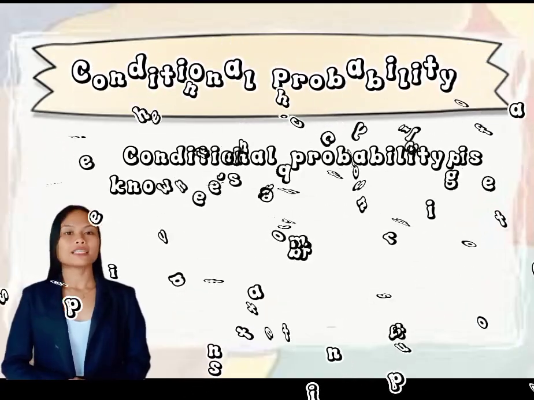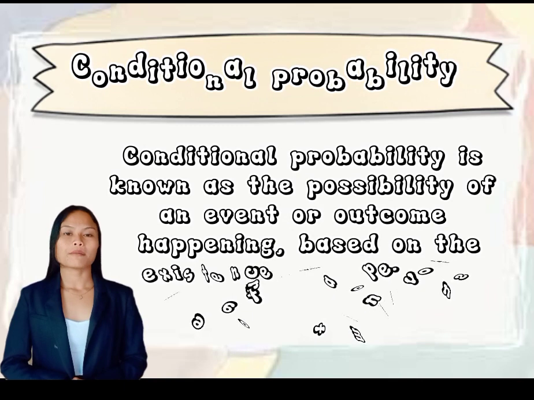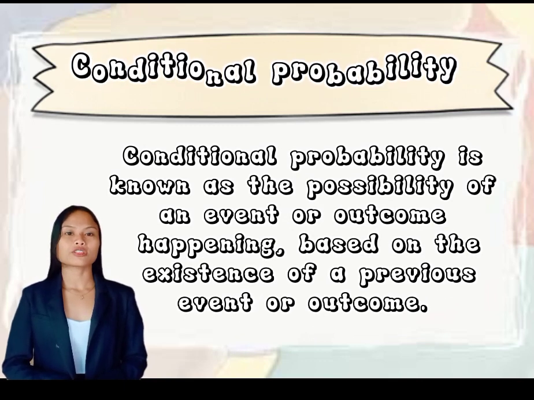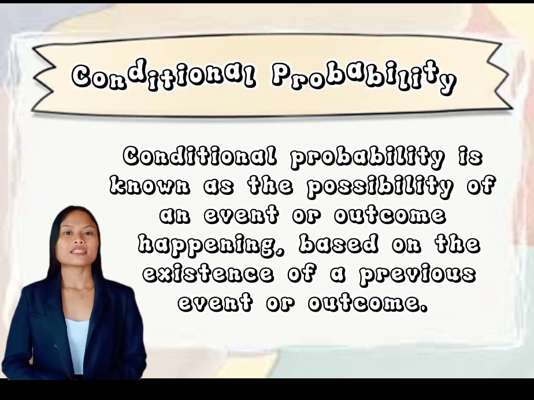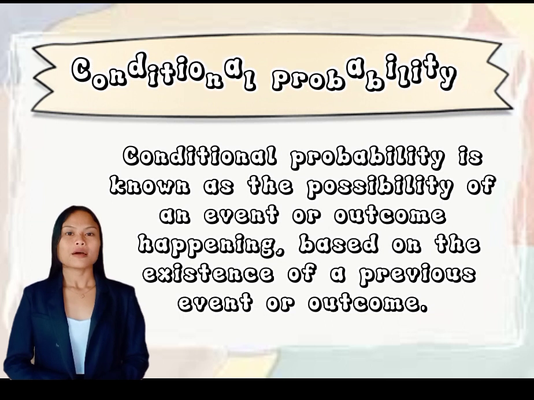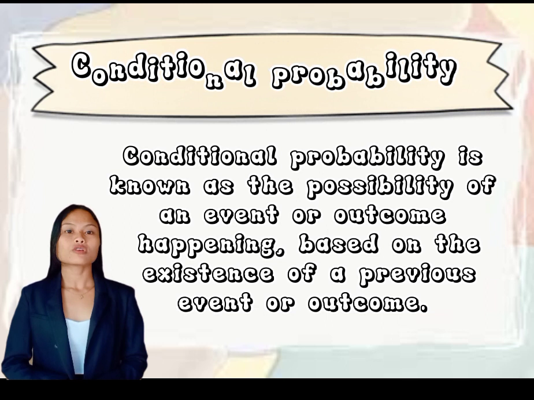Then second, conditional probability. Conditional probability is known as the possibility of an event or outcome happening based on the existence of a previous event or outcome. It is calculated by multiplying the probability of the preceding event by the renewed probability of the succeeding or conditional event.